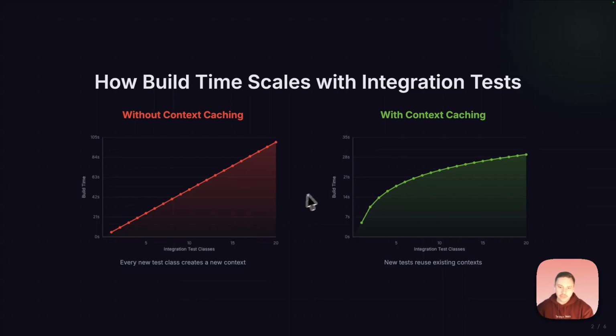On the right side, you see the same team, but now utilizing context caching. Here we can see that the build time increases only logarithmically and slightly when adding new integration tests, because with context caching, we can reuse an already started application context, and subsequent tests become super fast because they don't have to start their own context. All of this is built into Spring and can be used from day one. You just need to be aware how this feature works and how to make the most of it.